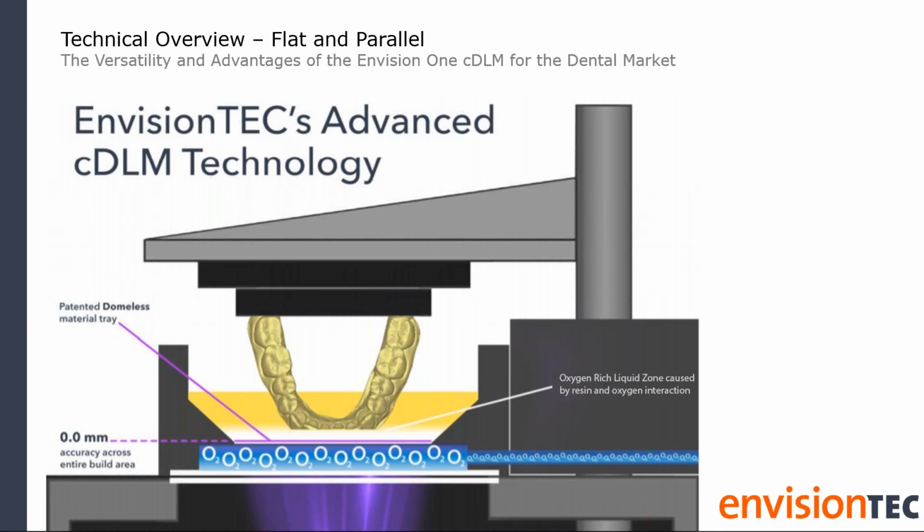In this slide, we see a diagram of the domeless material tray in action. The dome effect has been removed, and in its place we have a flat, even material tray surface, a continuous line of oxygen-rich liquid zone, and even accuracy across the build envelope with a maximum deviation of plus or minus 50 microns.